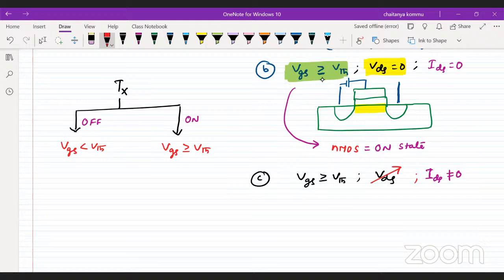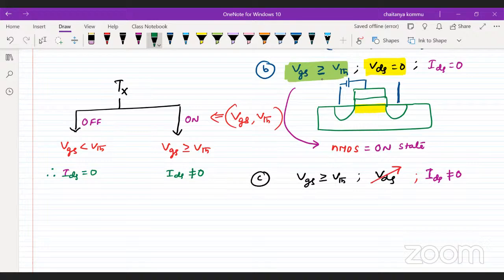Clear? Now, this is based on VGS and VTH. That is the first thing we have to notice, whether the MOSFET is on or off. If the MOSFET is off, obviously we can say that the IDS value is equal to 0, no doubt at all. But when the VGS value is greater than VTH, we cannot directly say that the current value is not equal to 0.